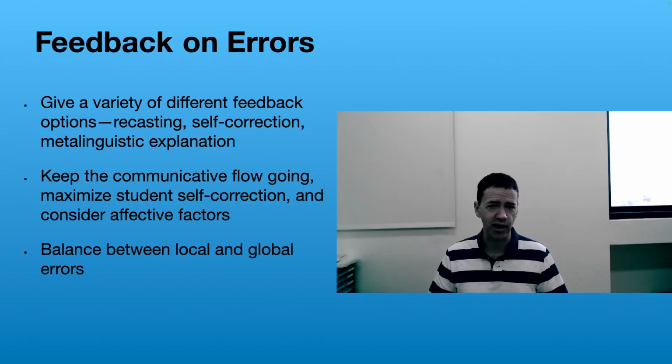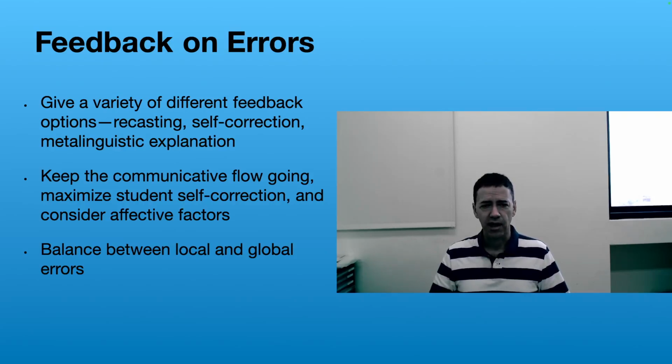And there's lots of different ways. You can have students self-correct. There's something wrong with your sentence. Can you find it? You can give them a meta-linguistic explanation. Doesn't matter. There's lots of different ways, and you should mix it up from time to time. Keep the communicative flow going, maximize student self-correction, and consider their affective factors. So you don't want to hurt them. You don't want to make them feel bad.